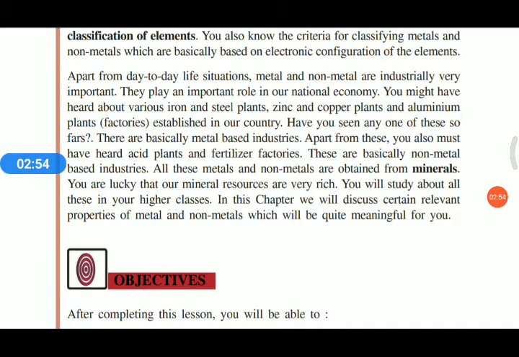All these metals and non-metals are obtained from minerals. Minerals are contained in the crust of our earth. As you know, our earth has three parts: crust, mantle, and core. Crust is the outer part of our earth. It is almost 20 kilometers deep. All minerals are contained in this crust of earth. We dig it and use it in our daily life.